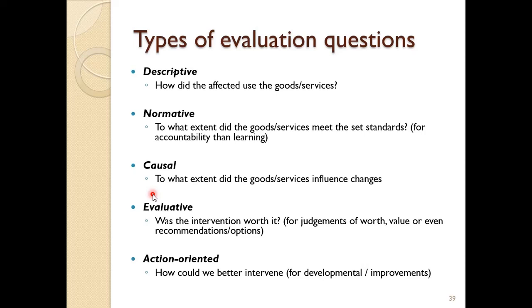What are some of the other options that could be done? Was provision of cash transfer worth it? Okay, that is an evaluative question. You have action-oriented questions: how could we better intervene in terms of cash transfers, or in terms of distribution of food, or in terms of constructing shelters, or in terms of distributing aid that has been provided?